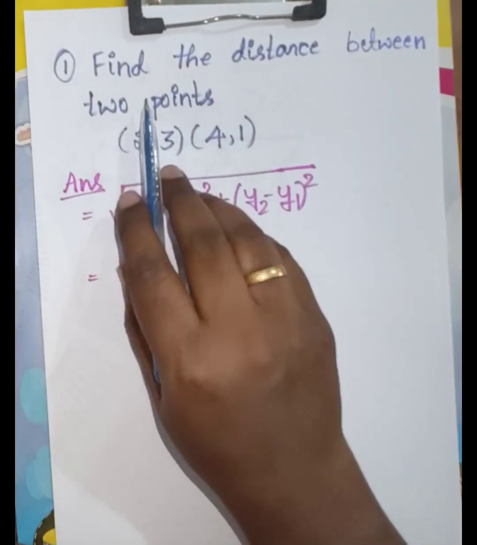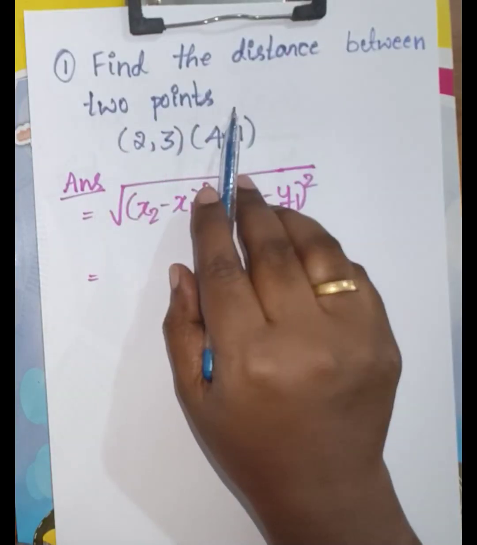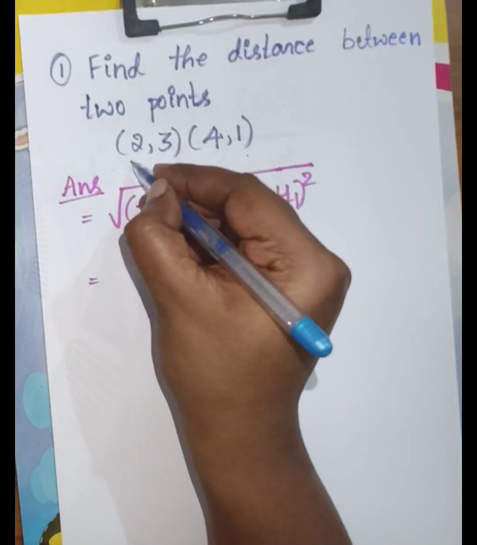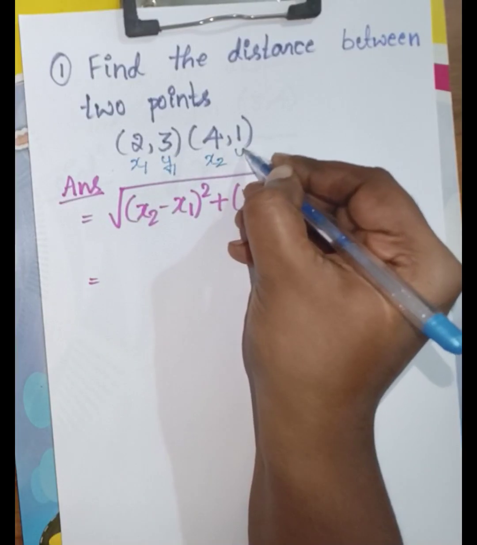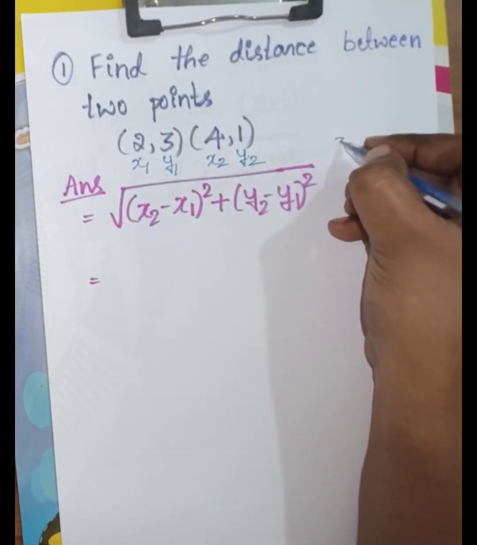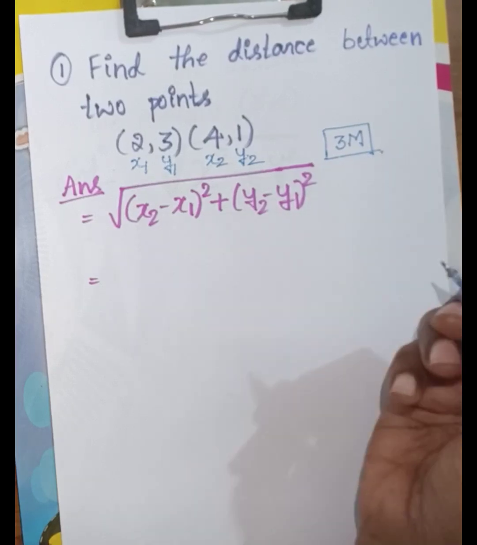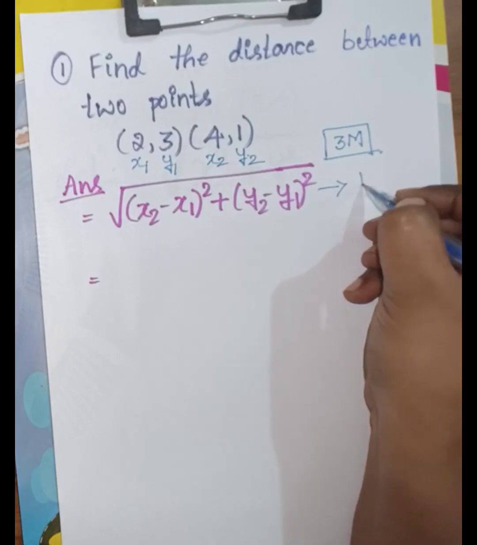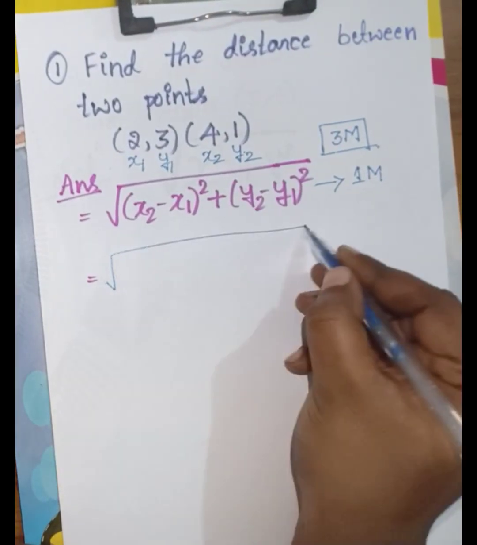Now I'll start solving all the types of questions. Find the distance between 2 points. They'll give 2 points and we have to find the value. You should remember x1, y1, x2, y2. This question will carry 3 marks. Don't forget, at least if you write the formula you will get 1 mark. Okay, we'll solve it step by step.